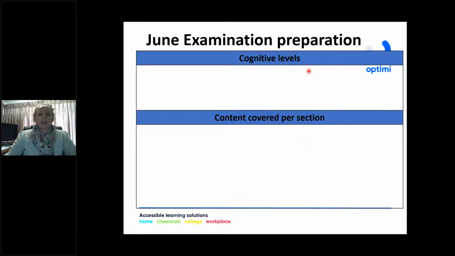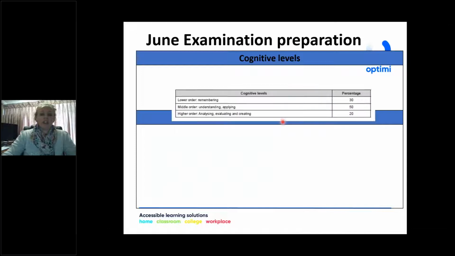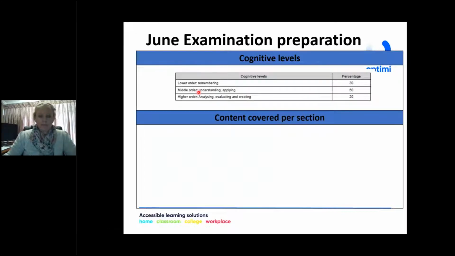If we quickly look at the cognitive levels and then also the content covered per section in your papers. So first of all, if we look at the cognitive levels, the lower order will always make up 30% towards the final mark. Middle order will consist of 50%, and your higher order, which is your analysis, evaluation, and creation questions, will make up 20% of your paper.